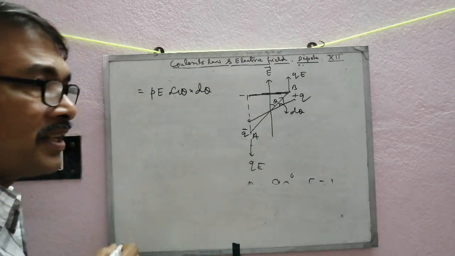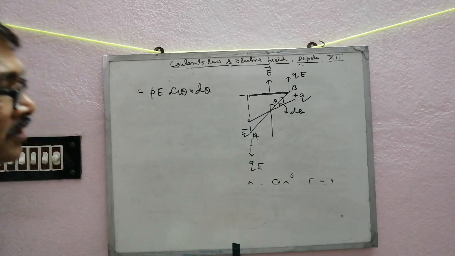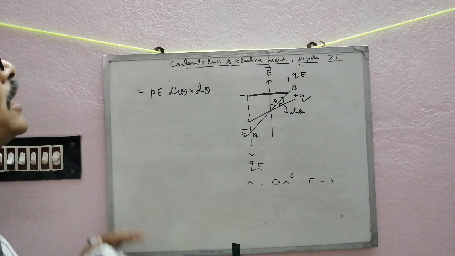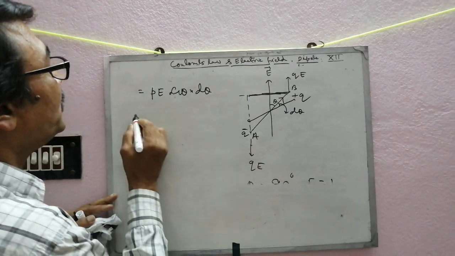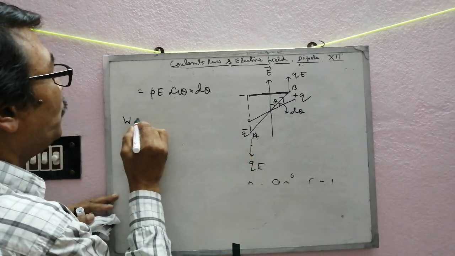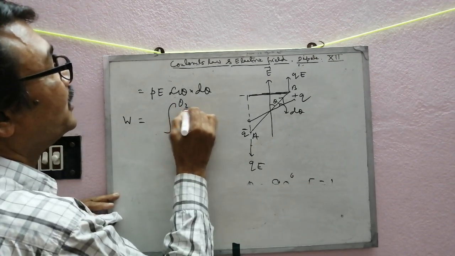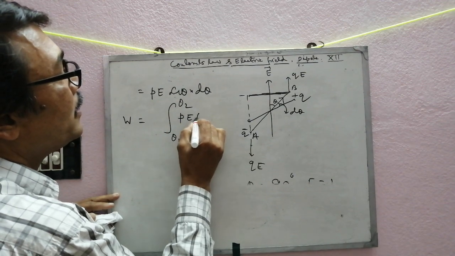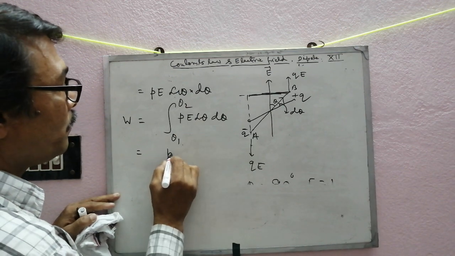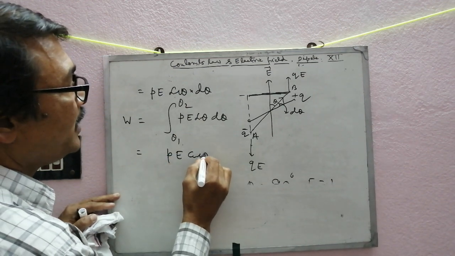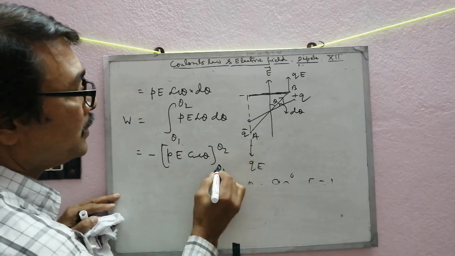Torque into angular displacement. In rotational movement, we know that work done equals torque into angular displacement. So torque PE sin theta into d theta. Total work done W, if the initial position is theta 1 and final position is theta 2, is the integral of PE sin theta d theta. We get PE times minus cos theta, from theta 1 to theta 2.